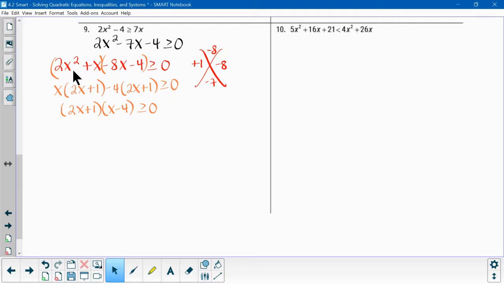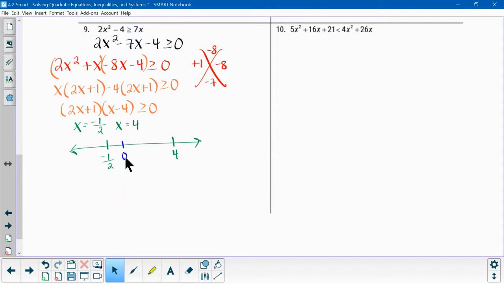The GCF of my first group was x. The GCF of my second group was -4. So my two factors were 2x plus 1 and x minus 4. Going to set these equal to 0, and I'm going to get my two critical values of x equals -1/2 and x equals +4. I place them on my number line.